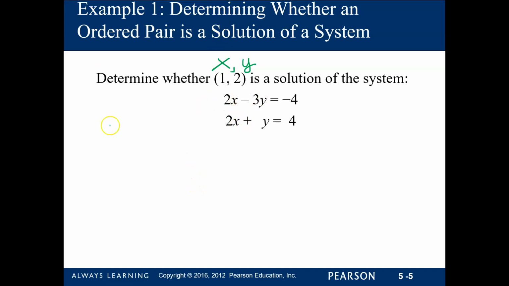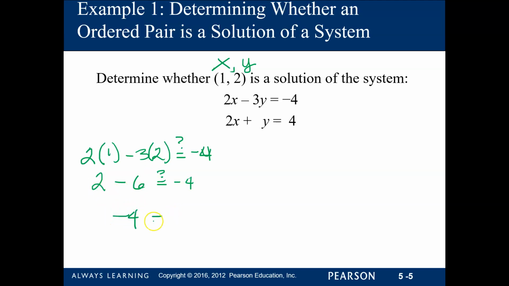So let's start with the first one. We have 2 times the x value, which is 1, minus 3 times the y value, which is 2. Is this really equal to -4? If we work on this, this is going to be 2 minus 3 times 2, which is 6. Is this really equal to -4? If you take a look, 2 minus 6 is actually -4. Yes. So the ordered pair (1, 2) satisfies the first equation. So this is good.